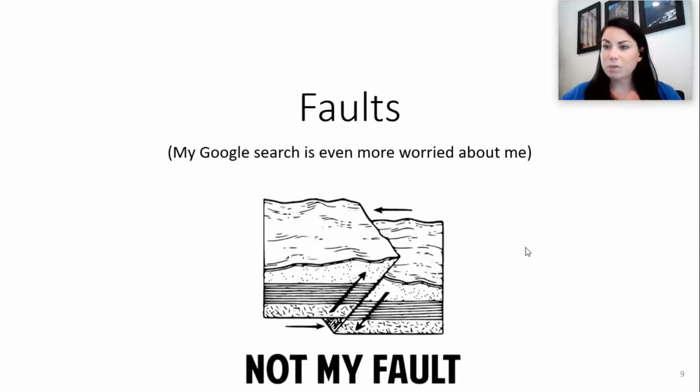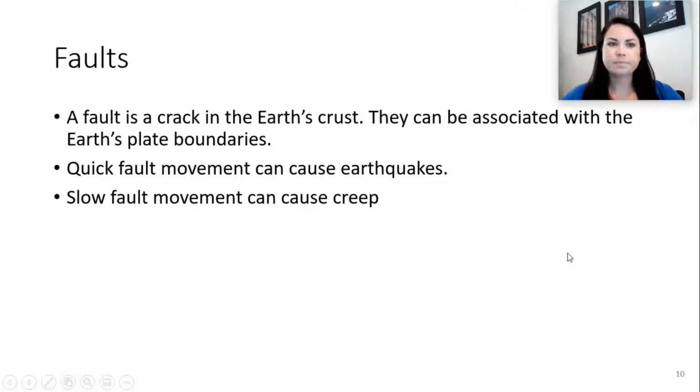Okay, so that's it about stress. We're going to relate it to faults here in just a second. So what are faults? Again, a different kind of fault. We're going to talk about geologic faults here. A fault is a crack in the Earth's crust, and they can typically be associated with plate boundaries, but not always. Quick fault movements can cause earthquakes, and slow fault movements can cause creep.